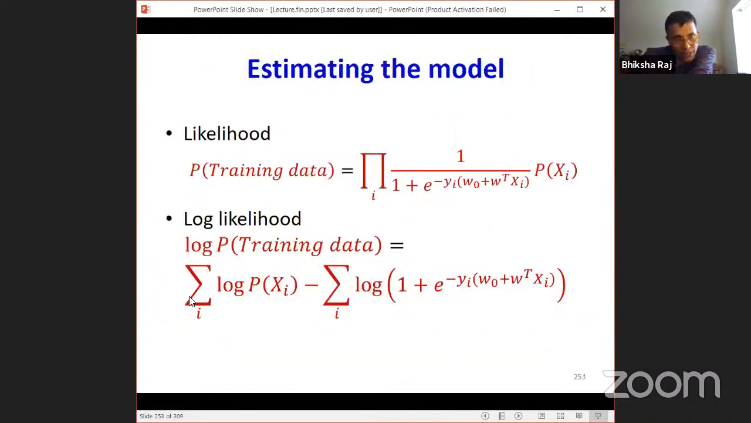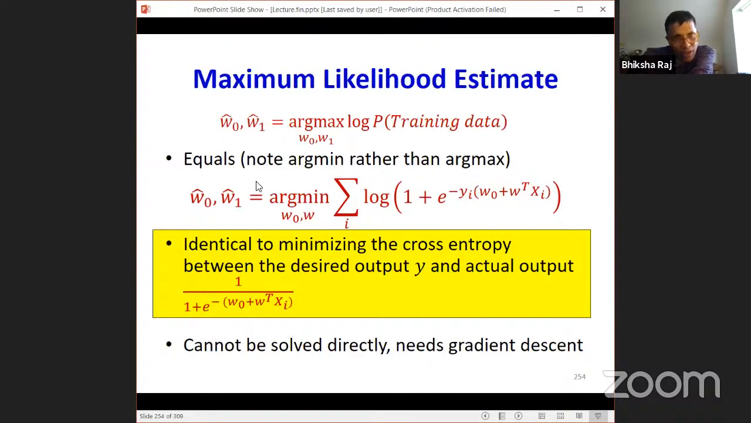And again, this first term is not a function of the parameters. The second term has a minus outside. So maximizing minus summation something is the same as minimizing summation something. So I would be estimating these weights as the values that minimize the sum over all training instances of the log of the denominator of the sigmoid.